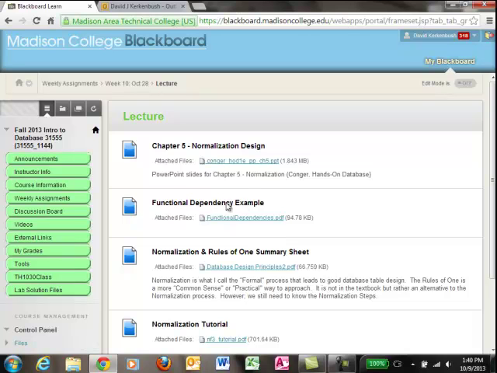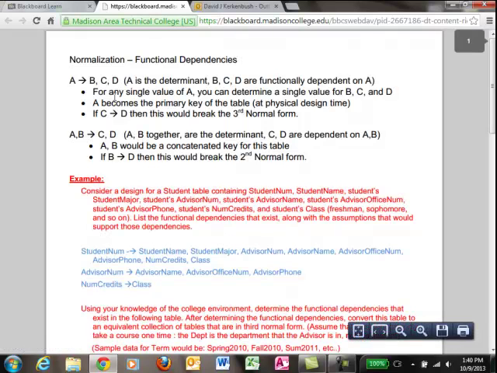So I'm going to start with this functional dependency example. It's a PDF file. I'm just going to click on it. And the reason I'm doing this is because when you get into these normalization steps, they start using terms like determinants, functionally dependent. Those terms right there are something you need to understand before you can continue.